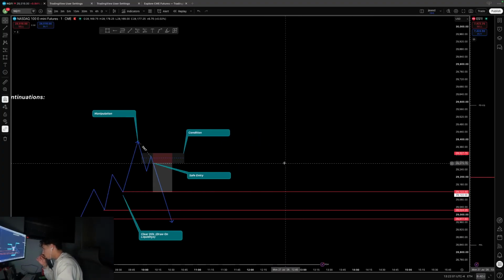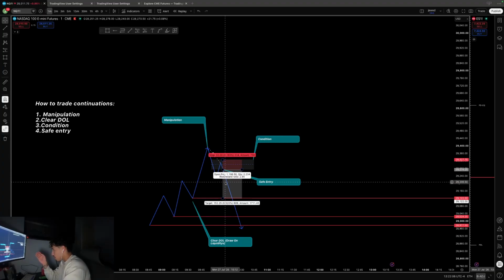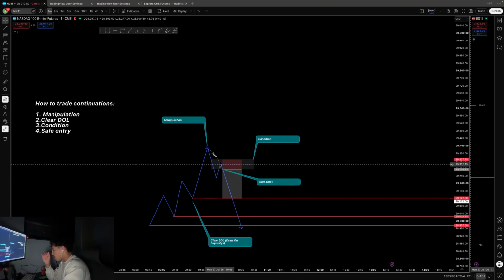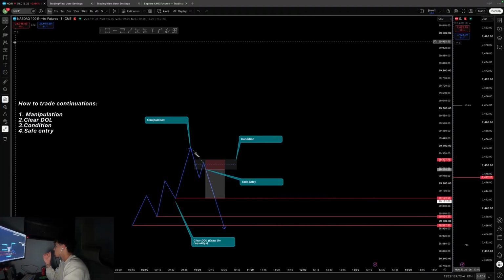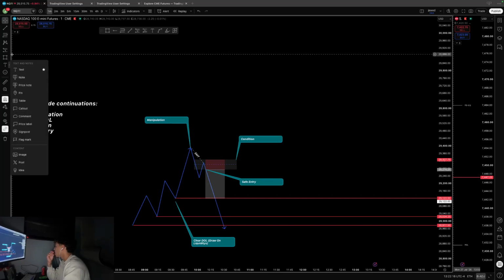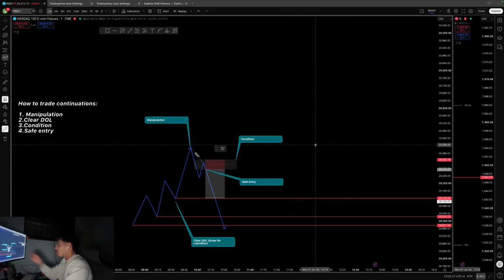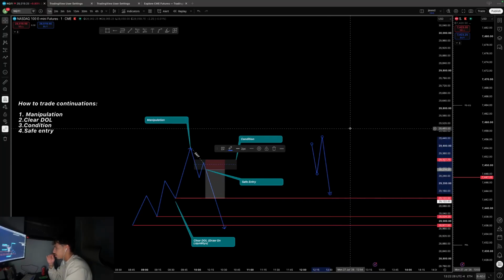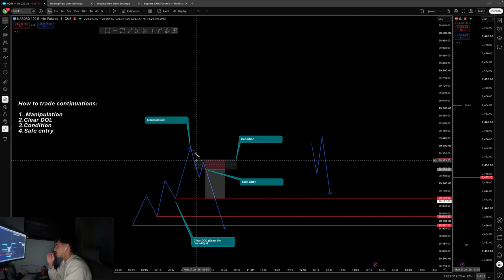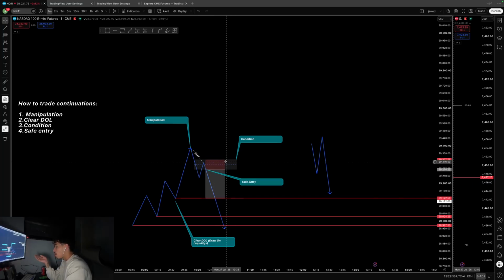Okay, so let's start off with the manipulation. As you can see in this sort of continuation, we put SMT in. So that would mean ES, this pair, would do something like this. Where's my drawing tool at? So ES, instead of how you see it on the NQ chart, it would go like this and then go down. So this would be ES and this is NQ, but NQ doesn't sweep the high out, so we put SMT in, which means it's a form of manipulation.